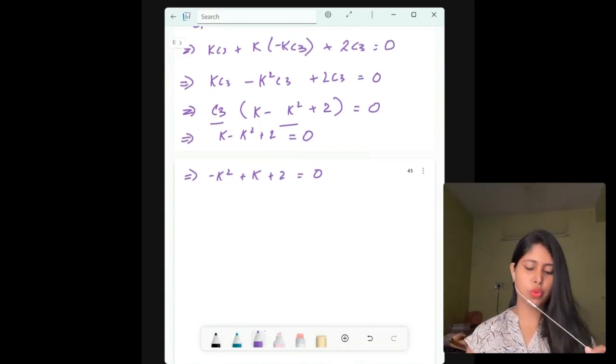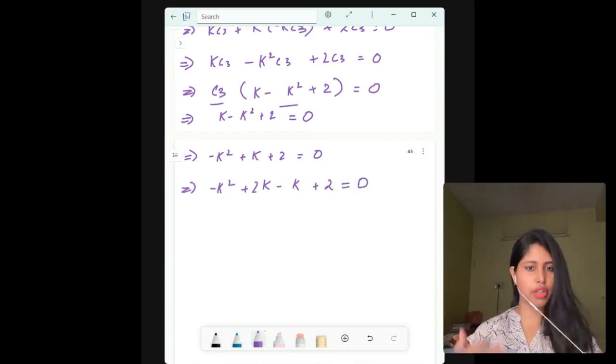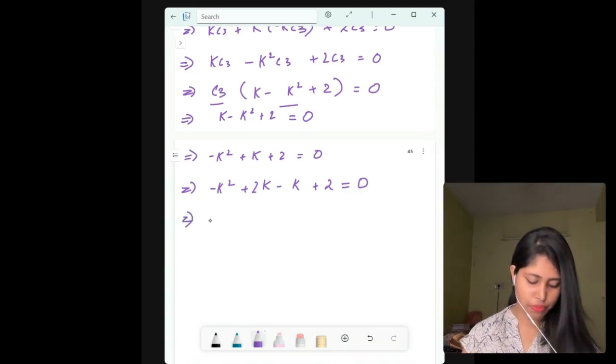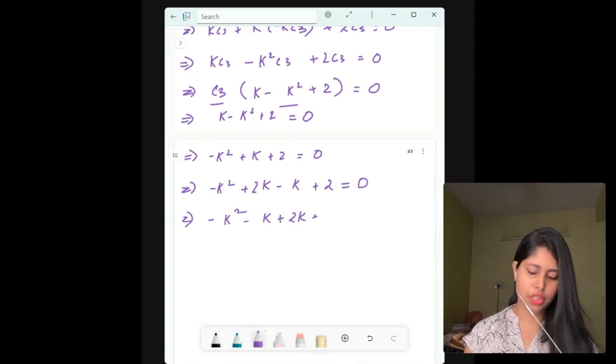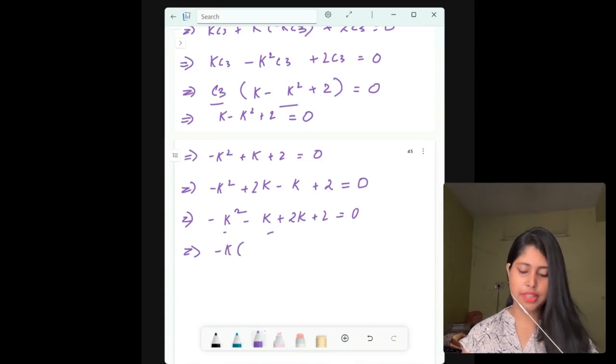Minus 2 we need, so we will do what? Minus K square plus 2K minus K plus 2. Then from here we can see that I did the factorization well, and then we need to factor out the terms, right? Minus K square, or you can rearrange the terms a bit: minus K square minus K plus 2K plus 2 is equal to 0. And next you can factor it out. Minus K from these two terms, minus K times K plus 1, plus 2, we are taking the 2 outside, then K plus 1 is in the bracket.